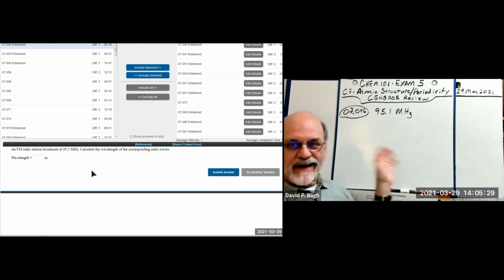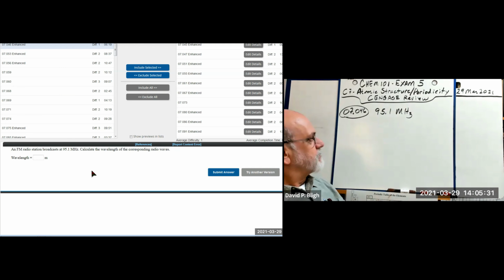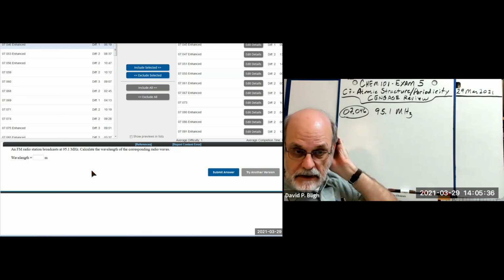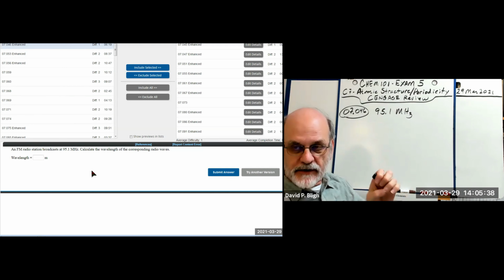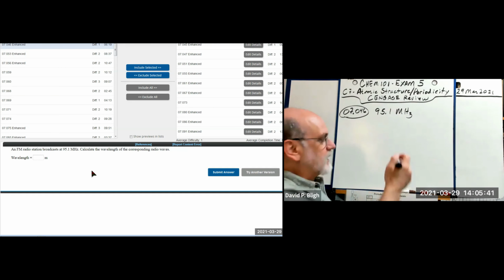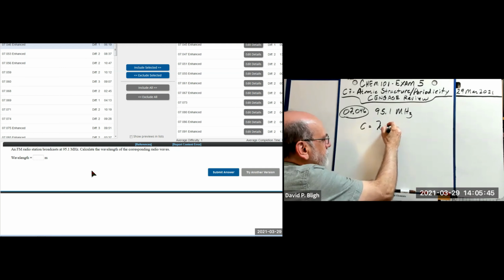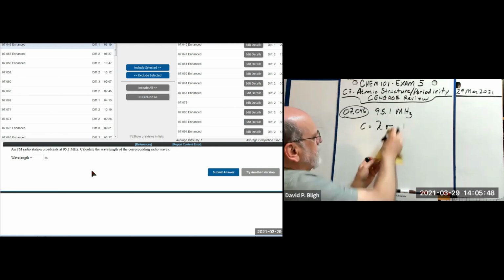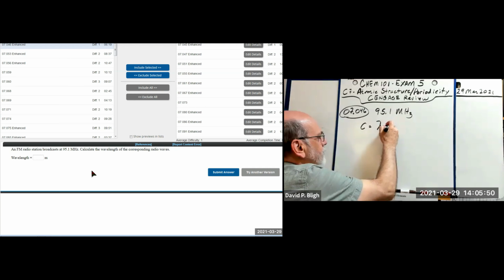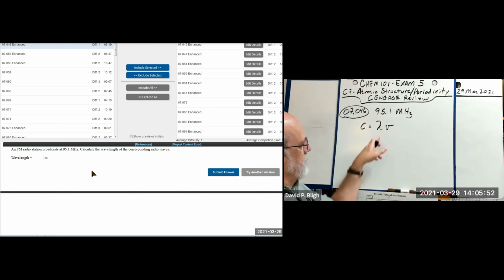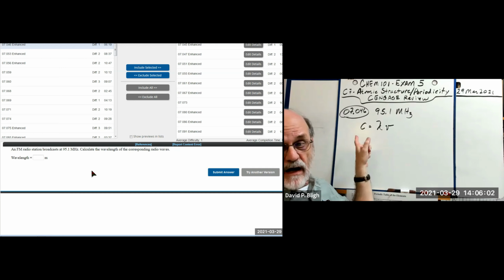Okay, so we got megahertz to start with, and we know that the conversion of wavelength to frequency follows this formula. Wavelength times frequency equals the speed of light. And these units are determined by the value of C. C is a constant.